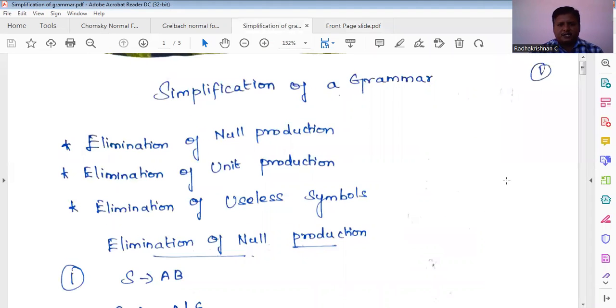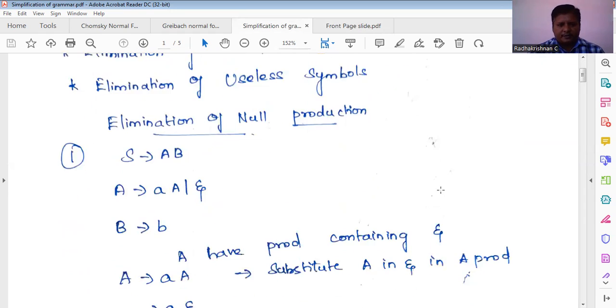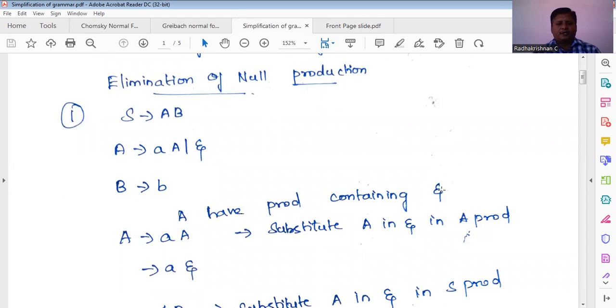Simplification of CFG has three different techniques. First one, elimination of null production. Second one, elimination of unit production. And third one, elimination of useless symbols. The elimination of null production means, if a null production is defined as epsilon, we need to eliminate epsilon without changing the meaning of the grammar, making it simpler.